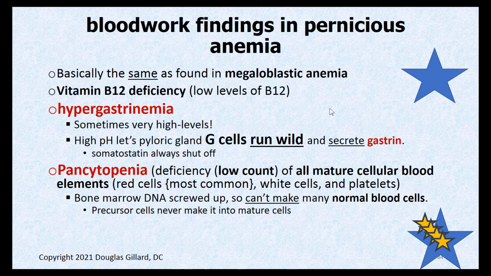What about the blood work in pernicious anemia patients? You're going to have a whole class on this with Dr. Dumontier, so I won't go crazy into this, but it's basically the same findings as with any megaloblastic anemia. You'll have hypergastrinemia. So why will you have hypergastrinemia? Why will gastrin be oversecreted?